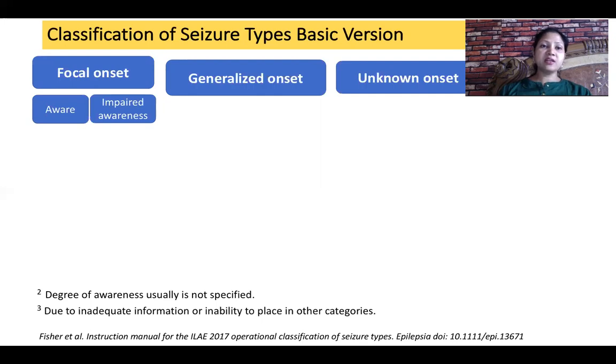The next subclassifier under the focal onset seizure is awareness, which has been used as a surrogate marker for unconsciousness, which we were tuned to use in the previous classification. So awareness means the child is aware of the activities of self and the surroundings during that seizure activity. If the child has a seizure during which he is totally aware and awake, that is known as a focal aware seizure. Previously, this was known as simple partial seizure. And if the child has impaired awareness during that time, the term is focal seizure with impaired awareness. Previously, we used the term complex partial seizure for this seizure type.